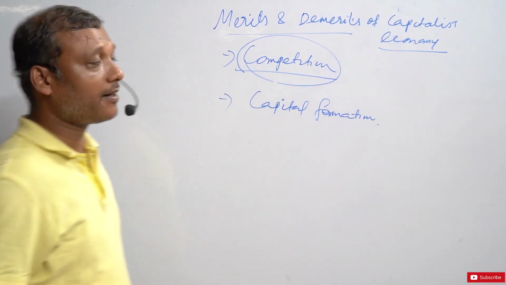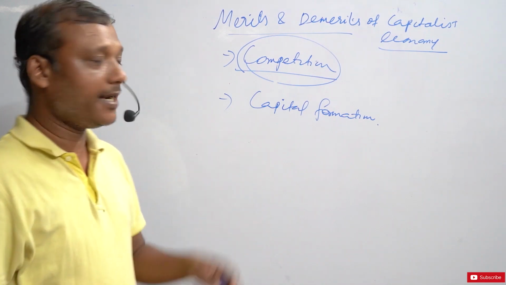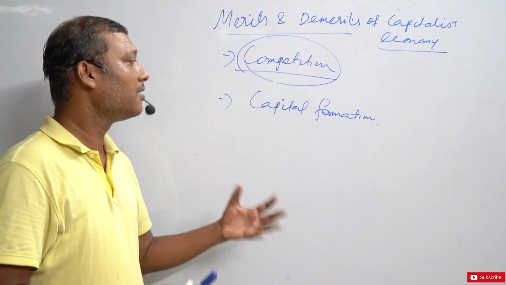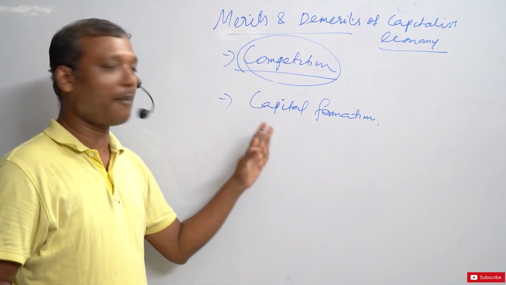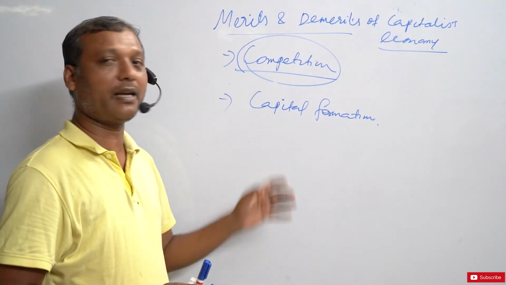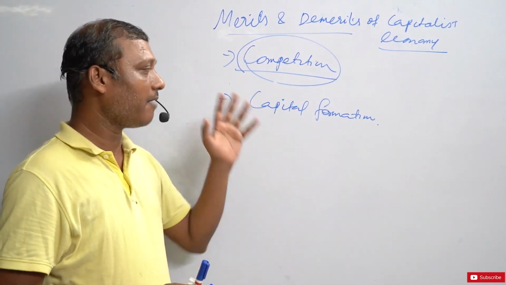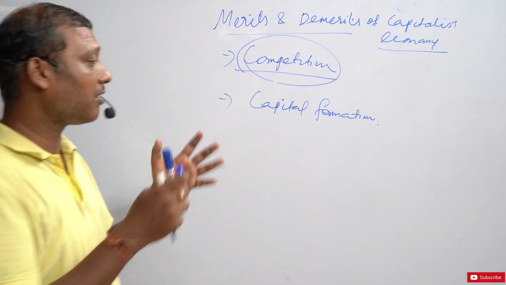Today, each and every country is struggling to get more capital and resources for development. But for a capitalist economy, capital is not at all a problem. You will find in a capitalist economy, capital is not a problem. Private individuals have enough resources to develop their resources.